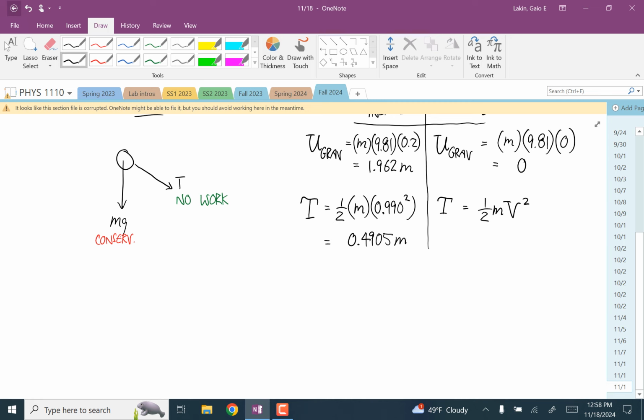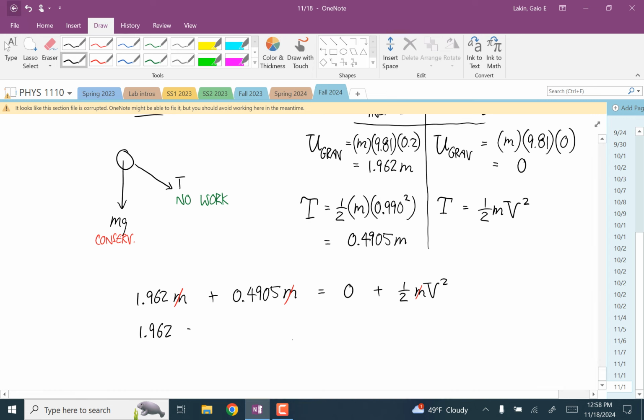And so now conservation of mechanical energy says 1.962 m plus 0.4905 m is equal to 0 plus 1/2 m v squared. Everything is multiplied by an m, so we can divide both sides by m. And we get 1.962 plus 0.4905 is equal to 1/2 v squared.